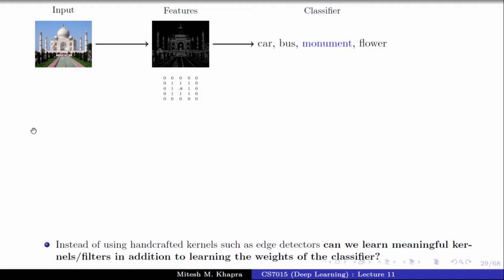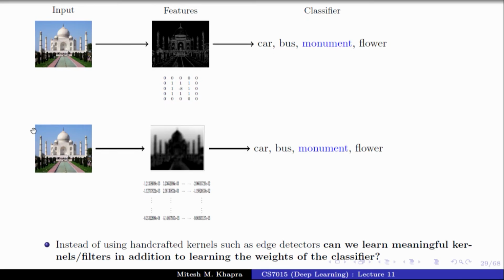Now the question is, instead of handcrafting these kernels, can I learn these kernels also? So these are actually weights. I have set the weight of the pixel at 1,1 to be 1, at 1,2 to be 1, and so on, right? These are some weights which I have set manually. Instead of setting these weights manually, can I learn these weights? That's the question which I am asking, okay?